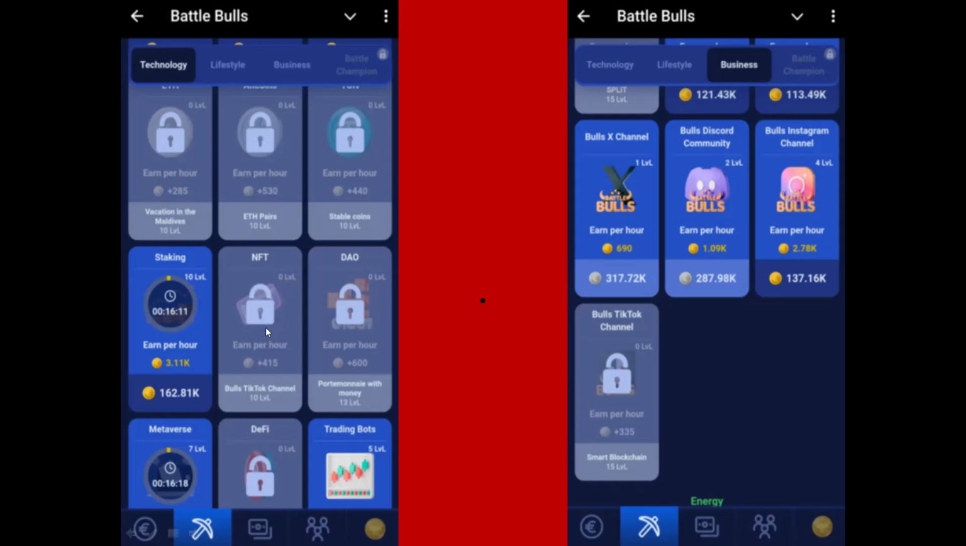For instance, let me use this one as an example. Assuming that I want to buy this particular card with the name NFT. I want to buy NFT. Now, it still has a lock. For me to remove this lock, I need to go and identify the card called Bull's TikTok channel. I need to buy it 10 times. So I have to start searching. I have to search in here. If I search all of these cards here under this category of technology, and I don't find this particular card with the name Bull's TikTok channel, then I need to move to the next category, which is lifestyle.